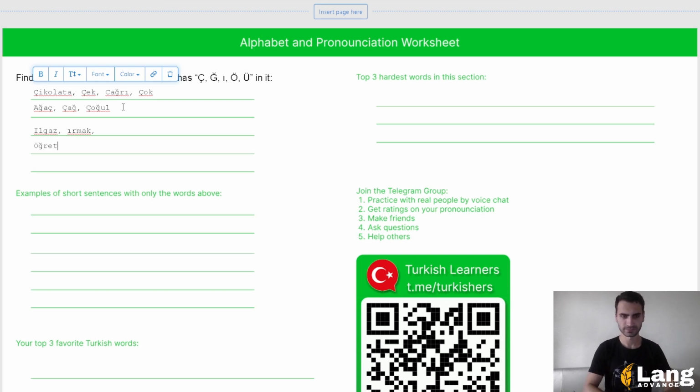Öğretmen. Teacher. Öğret. Teach. Öğret bana. Teach me. Of course, I will. Öğret. Öğrenci. Student. The person who learns. It's öğren, learner. Learner.